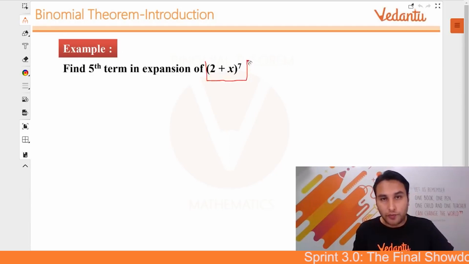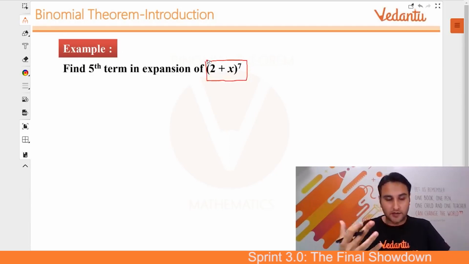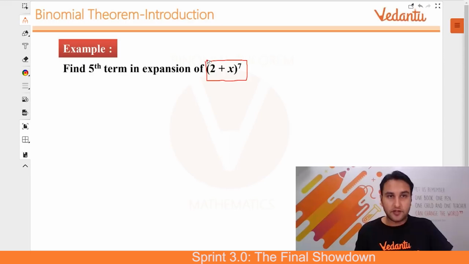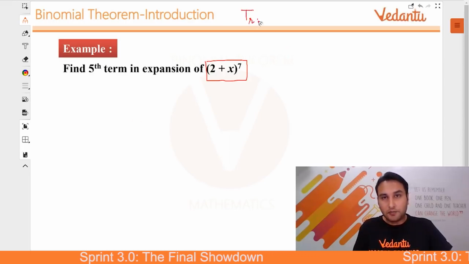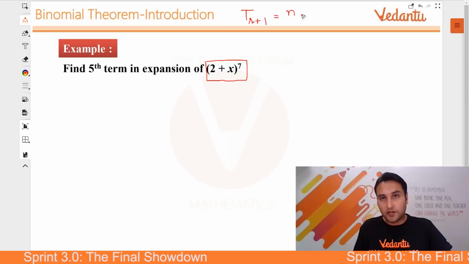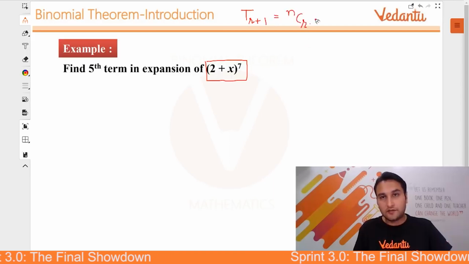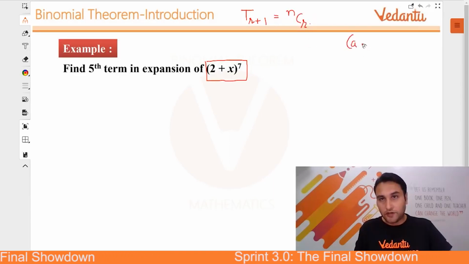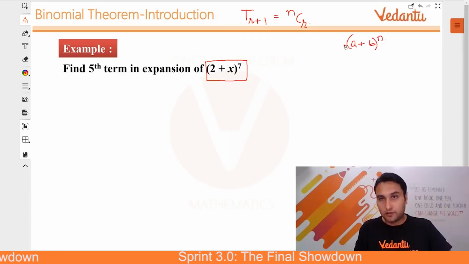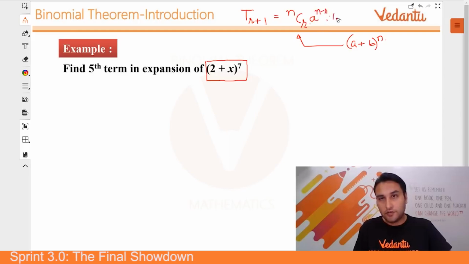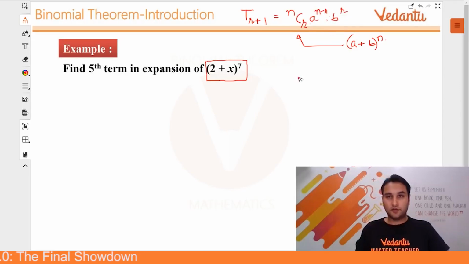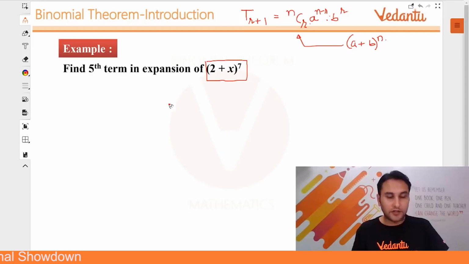For you to practice how to write the terms, write it yourself. Write the fifth term. Always keep in mind, the (r+1)th term is nCr in the expansion of (a+b) raised to power n, a raised to power n minus r, b raised to power r. Just keep this in mind. So what will happen? Quickly write. What is the fifth term?